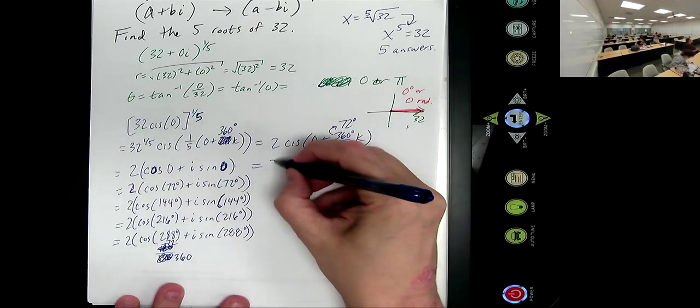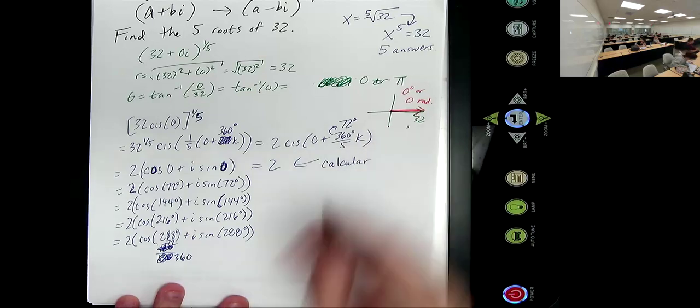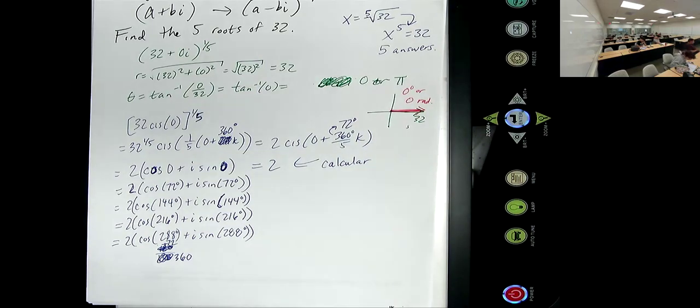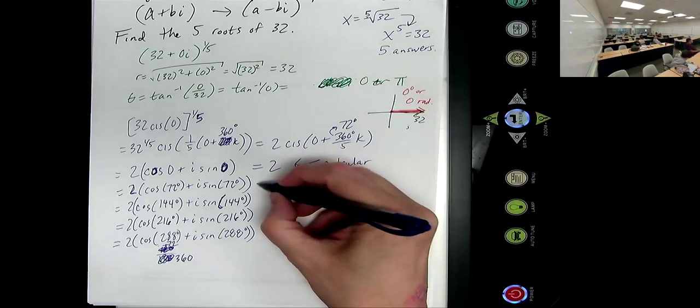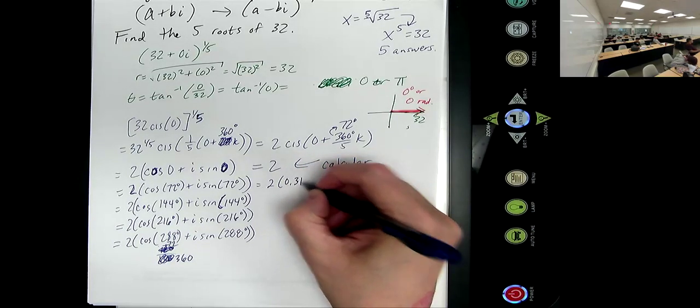So this just ends up being 2, and that's the one that shows up on the calculator. The rest is plug and chug on a calculator. The exact answer is what we have. If you want an approximate answer, cosine 72, let's say we use 2 decimal places.